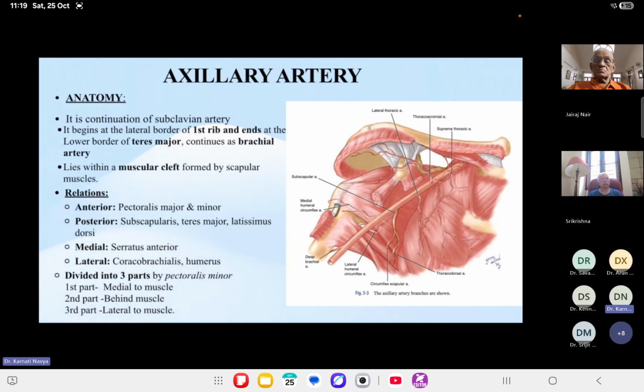It is divided into three parts by the pectoralis minor muscle. The first part is medial to the muscle, the second part is behind the muscle, and the third part is lateral to the muscle. Here you can see the pectoralis minor pedicle and the axillary artery running. The part medial to it is the first part, the second part is behind the pectoralis minor, and the third part is lateral to the pectoralis minor muscle.